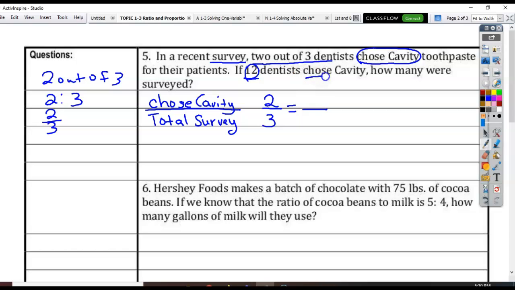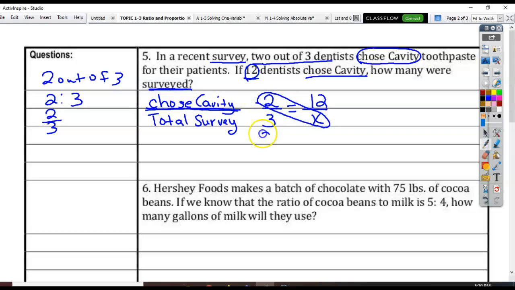Well, it says here, chose cavity. Since chose cavity is on top, I'm going to put my 12 on top. Then my variable would go right down here. That's what I'm looking for. I'm looking for the number that were surveyed. Okay, so I'm going to cross multiply.